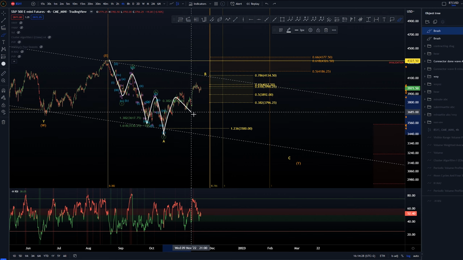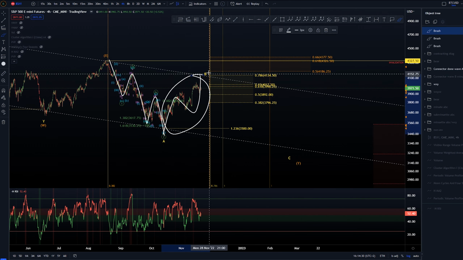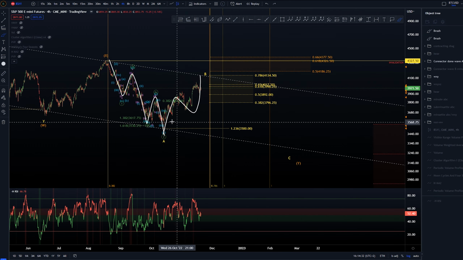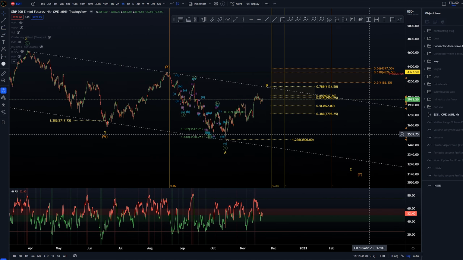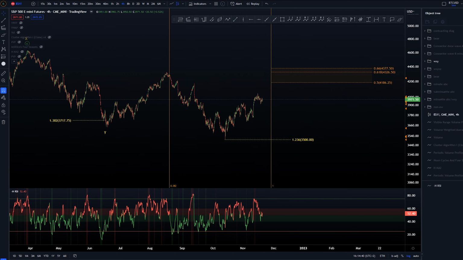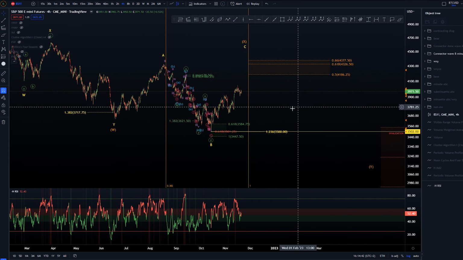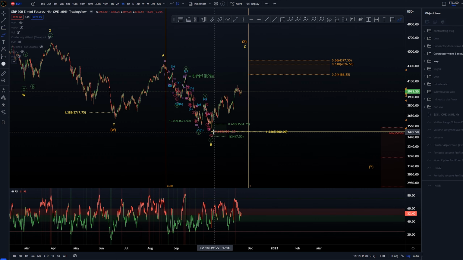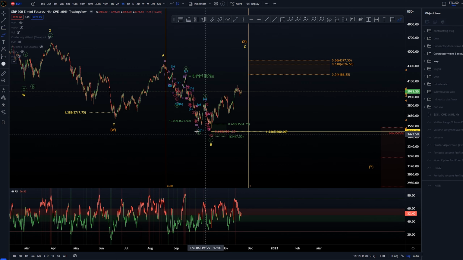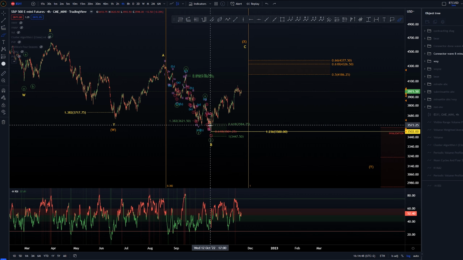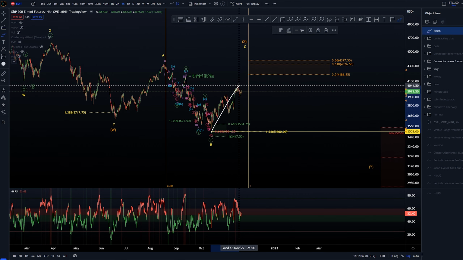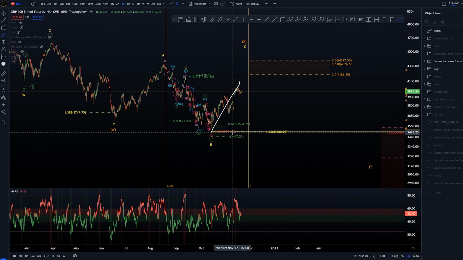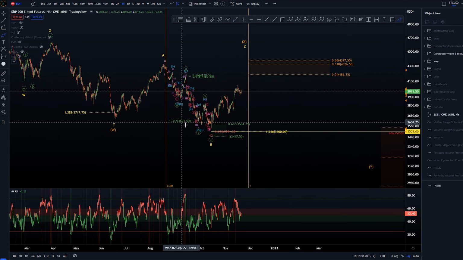So we need to be having another connector wave structure, which is again on lower degree, creating this as an ABC structure. So that is the higher time frame expectation on both of these. Again, if we are coming down to these lows, this would be invalidating the ABC count. At the moment, it does not really fit a five-wave move here into the move from the lows, so we need to be looking into what this could be.